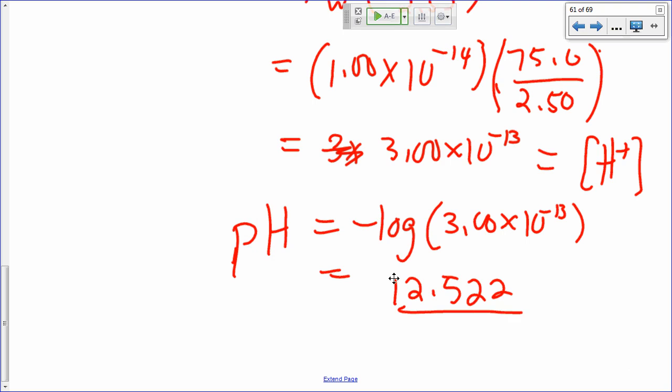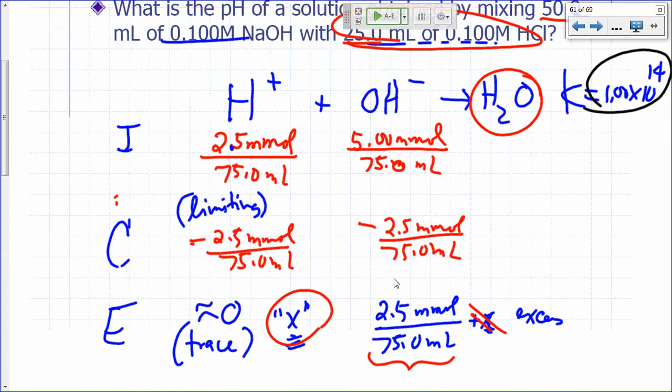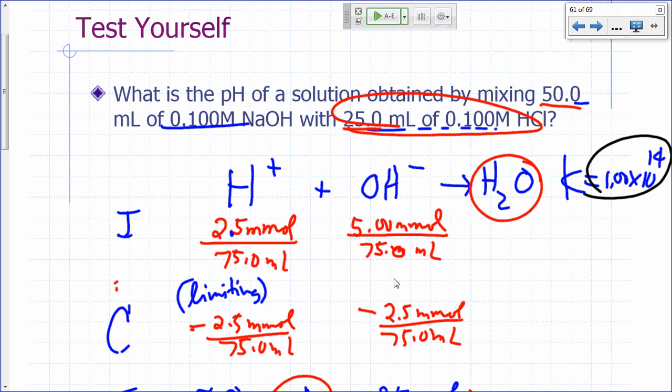Do we expect to have a very high pH at this point in the reaction? That's a high pH. High pH means acidic or basic? Basic. Do you expect it to be basic? 2.5 versus 5. You have hardly any H plus left. You got a lot of hydroxide left unreacted. Okay? So you can use this type of calculation to solve the pH of your reaction mixture.